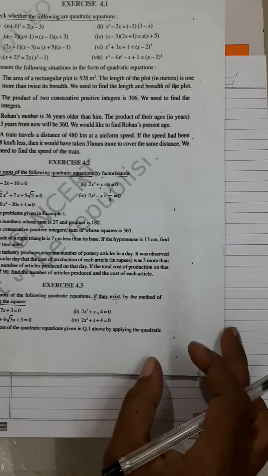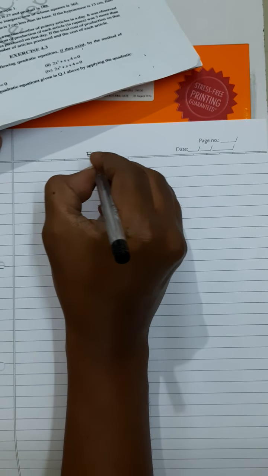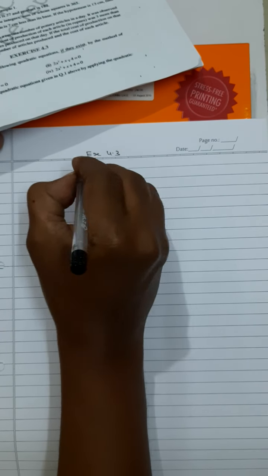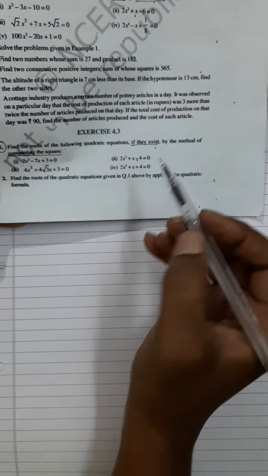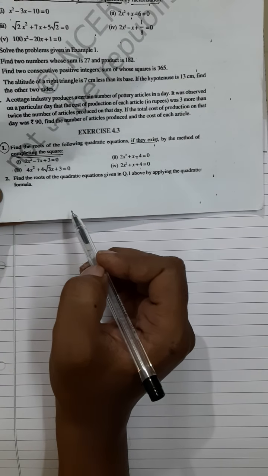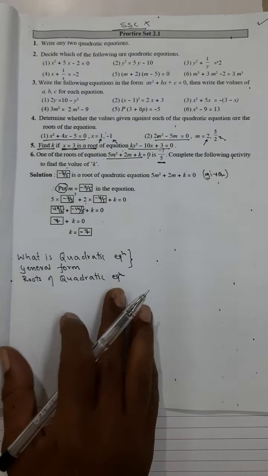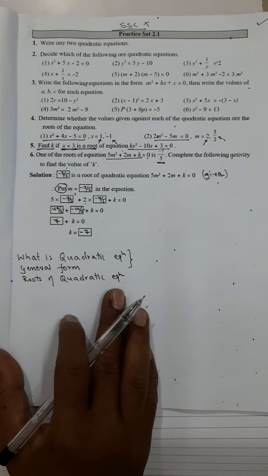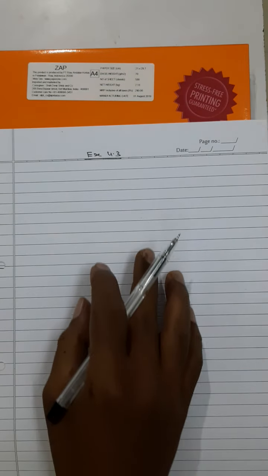My dear students, so now let us go to question number 2 of exercise 4.3. Actually, we have solved exercise 4.3 question number 1 by the completing the square method, and now we have to go to the formula method. But before we go, I would rather like to go to the formula method. Okay, fine. We'll go by whatever method it is.